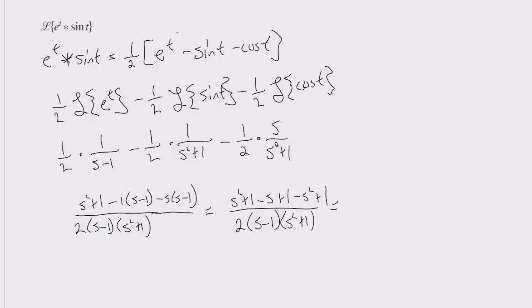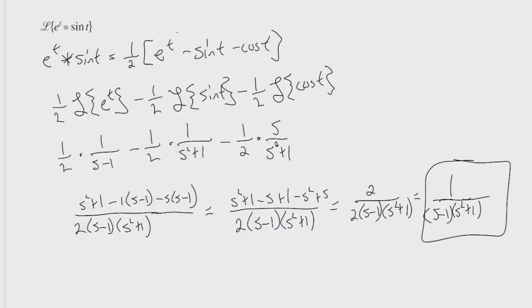So the s squareds are going to cancel out. Oh, sorry, I just caught my interesting error there. So that's a minus s, or plus s. Oh, okay, so that means I got a 2 up top. 2 over 2 times s minus 1 and s squared plus 1. So that final form then would be 1 over s minus 1 and s squared plus 1. Okay, and that's all they asked us to do at this particular moment.